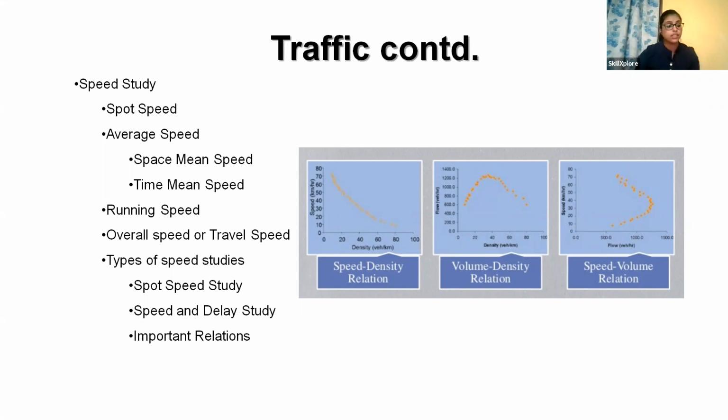The types of speed studies, as I have already mentioned: spot speed, and speed and delay can also be studied. Then important relations, where repeated questions have come from, that is the speed density relation. As speed increases, we know that density decreases. So they will give four graphs and ask you to choose which is the right one. Then the volume density relation. Here you can see as flow increases, the density increases up to a particular point and then it decreases. Why? That we have to address. Next is, what is the relation between speed and volume? That we have to address.